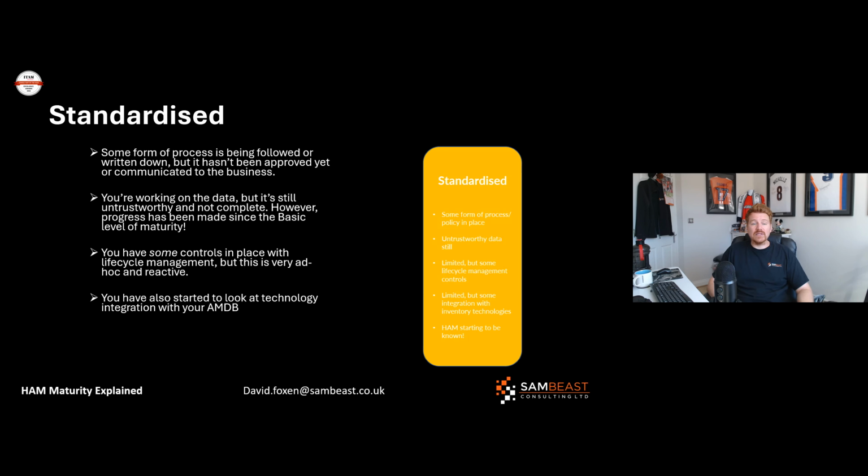You've also started to look at technology integration within your AIMDB. This is another good one. Maybe you've identified security tools, license management tools, mobile device management solutions, etc., that you can integrate into your asset management database to enrich and create assets in there as well.